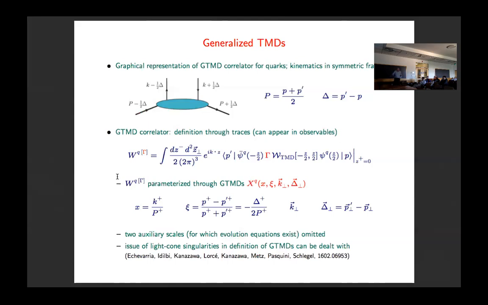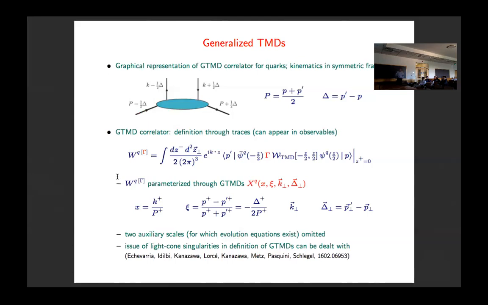So what I have basically omitted here is two auxiliary scales, which you need for those objects. Like in the case of TMDs, it's at the same level of complexity. For these auxiliary scales, we have evolution equations. Experts know that if you have such an operator which is not on the light cone, you run into issues with infamous light cone singularities. We know in principle how to deal with them. If you want to learn more about that, refer to this work.